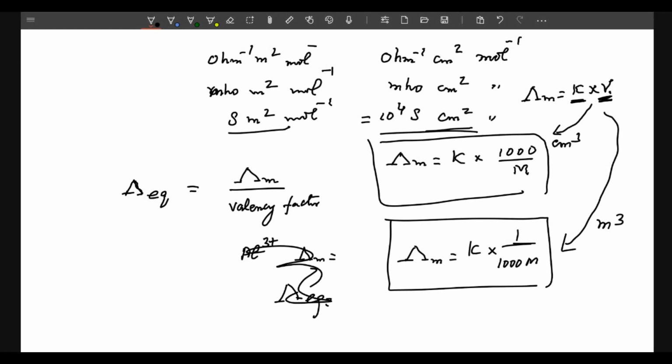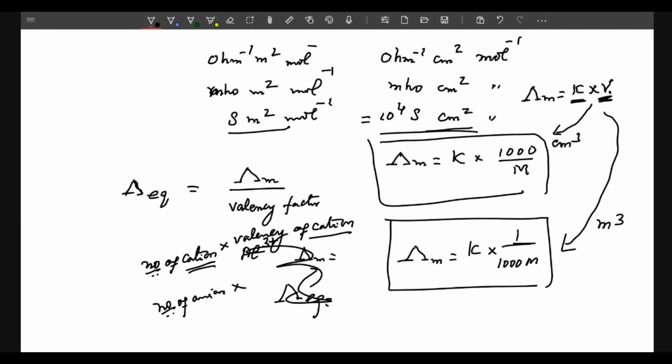What do you mean by valence factor? Valence factor is equal to the number of cations into the valency of the one cation. If you are given an anion instead of the cation, you should write it as the number of anions into the valency of the anion. You can easily convert the molar conductance into the equivalent conductance.